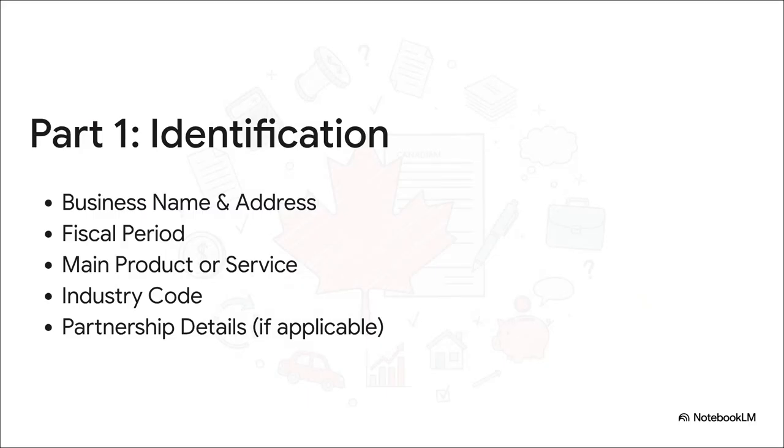So you'll see all the standard stuff here. Your name, your address, your fiscal period, which for most sole proprietors is just January 1st to December 31st. You'll also need to find a 6-digit industry code that best describes what you do. You can find lists for those online.